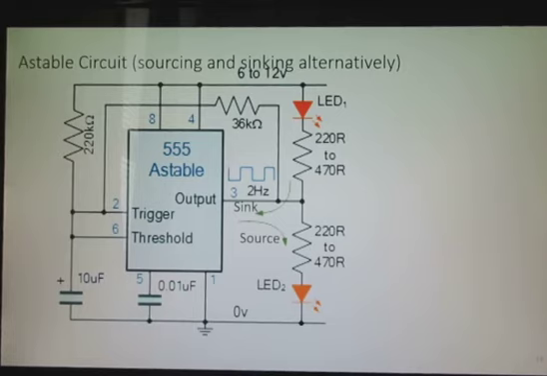So here's an astable setup that alternates between sourcing and sinking. So here we sink the current, and here we source the current to turn on the LEDs. This produces a 2 Hz signal at pin 3.